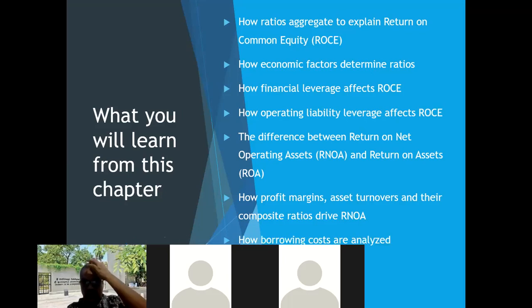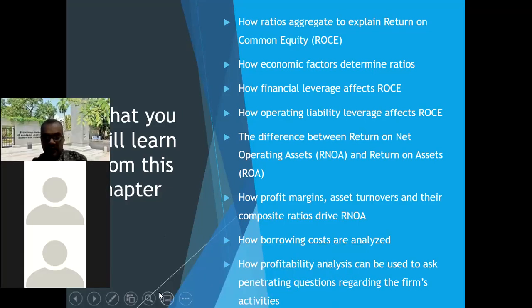How borrowing costs are analyzed is also another learning outcome. How profitability analysis can be used to ask penetrating questions regarding the firm's activities, maybe with respect to certain areas, with respect to certain decisions or future strategies. You must be able to ask how this analysis is going to help us.